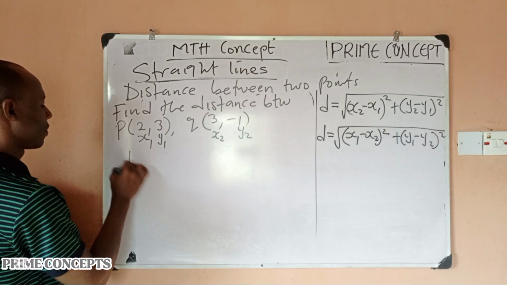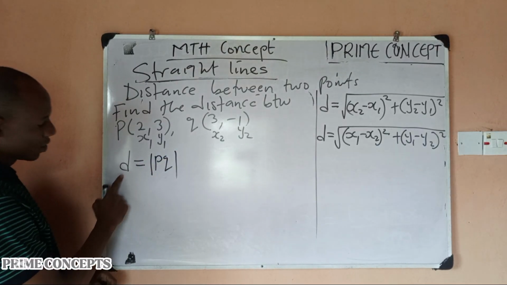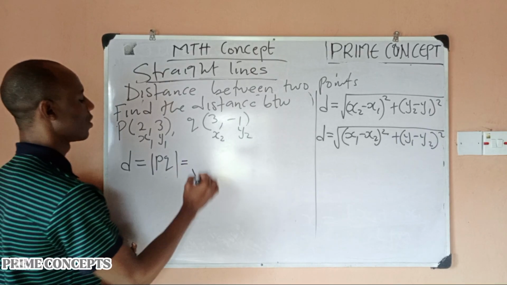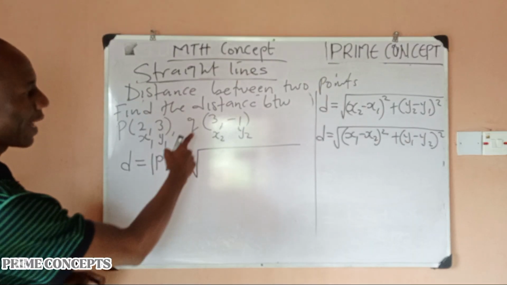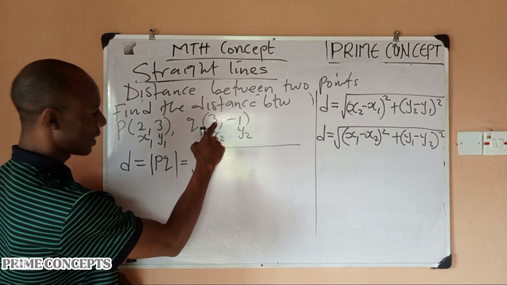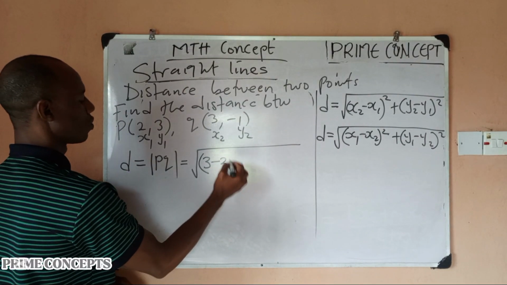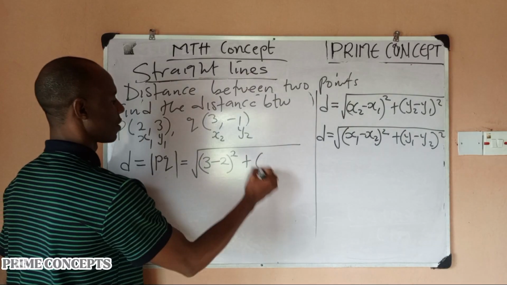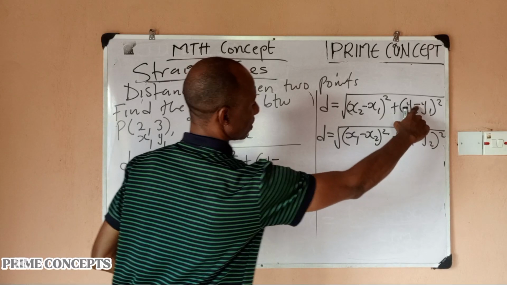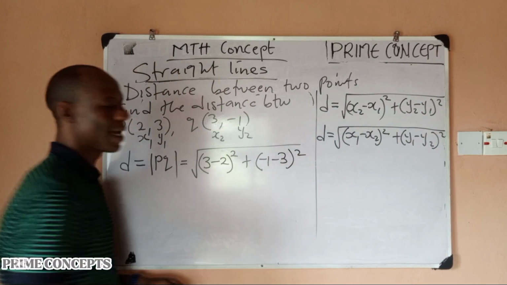Now, solving for our distance, which sometimes is denoted like this. So instead of them saying D, they may just say find length PQ. Still the same thing. So it's going to be, following this first formula, X2, which is 3, minus X1, which is 2, all squared, plus our Y2, which is -1, then minus, remember this is the minus here, minus Y1, which is 3. So I have this.